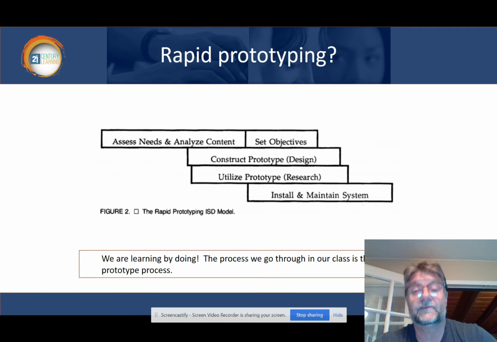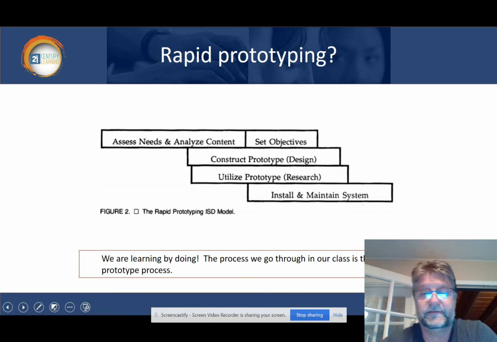So rapid prototyping is used. ADDIE is used a lot as well. It's just good to have a different flavor so you know the different areas, different products that you can do.